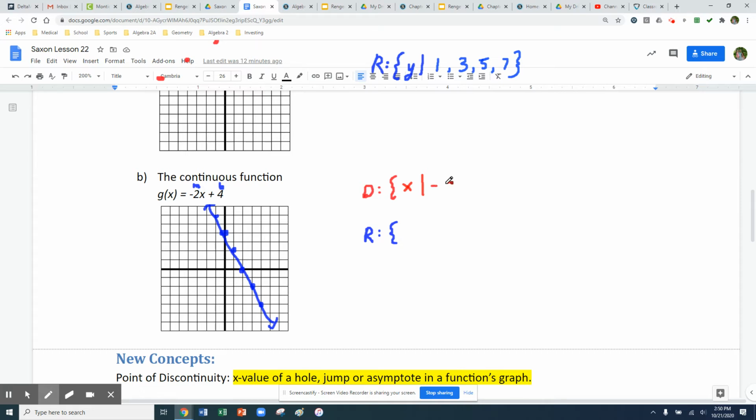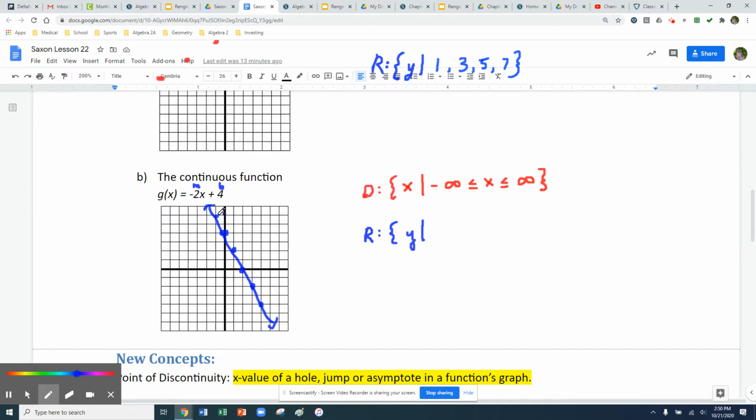So I'm going to say my x values are negative infinity is less than or equal to x, but x is less than or equal to positive infinity. So that represents the total span of x coordinates that I'm using in this function. Since the arrows keep going on forever, that domain uses the whole span of x values from negative infinity all the way up to positive infinity.